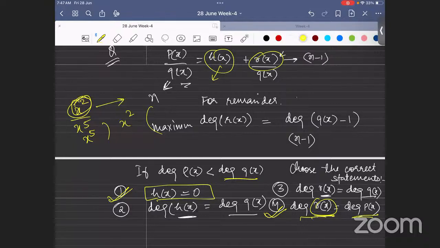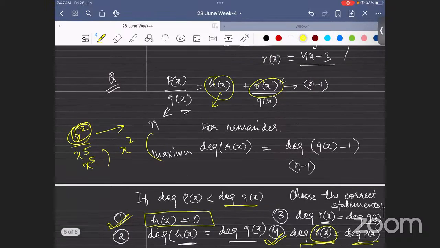Yes, sir. Doubt, sir. Okay, go ahead. Sir, px by qx equals hx plus rx by qx, how does the rx become n minus 1, sir? Show me a small example, please, sir.